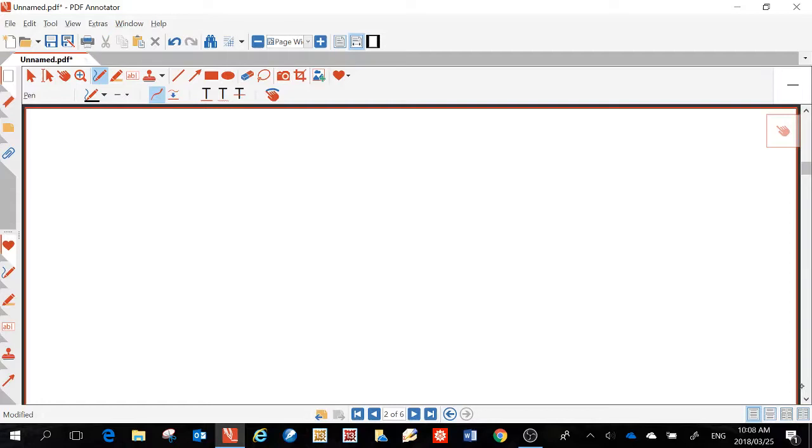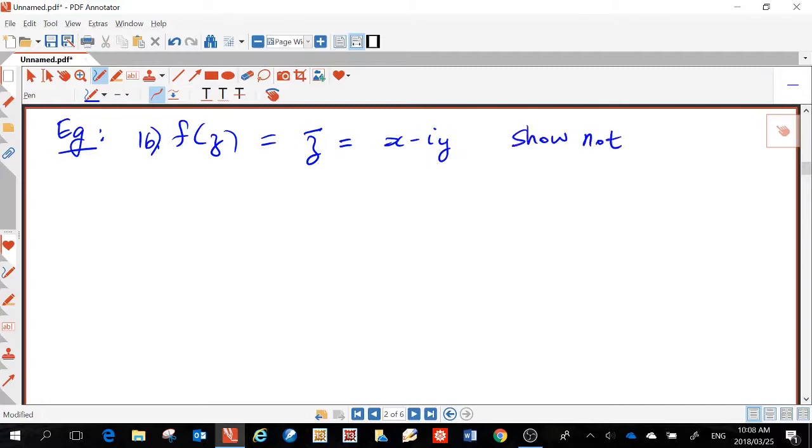Now, let's take a few examples. Let's take the example labeled number 16 in the book. Let's take f of z equals z bar again. Recall we discussed this in detail from first principles. So z bar is the same as x minus iy. Show it is not differentiable anywhere.